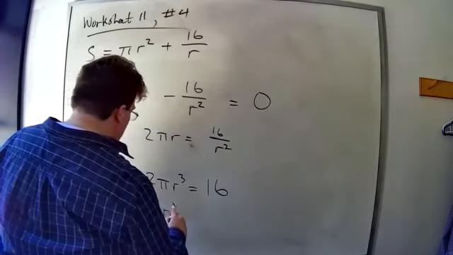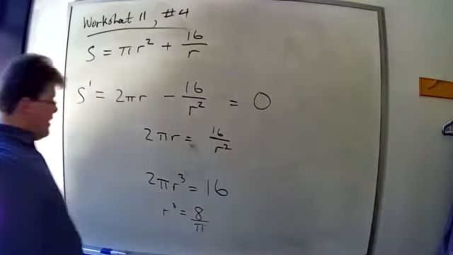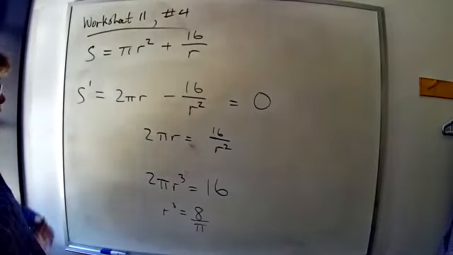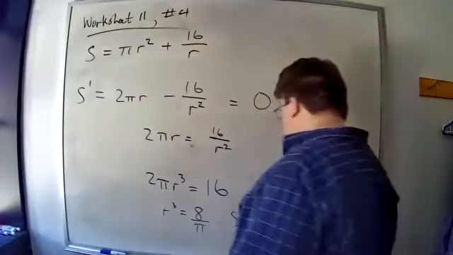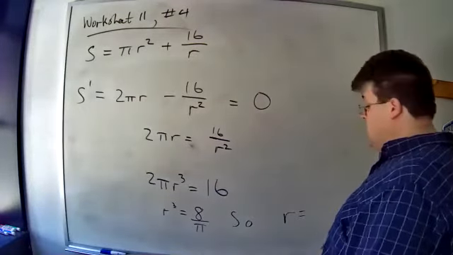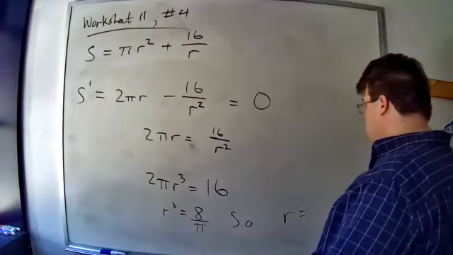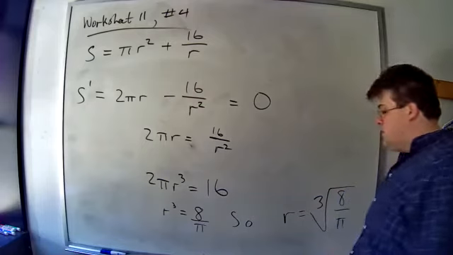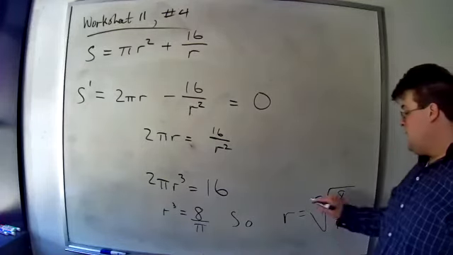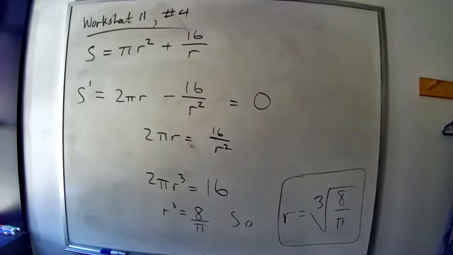Solve this for r, meaning divide by 2 pi. 16 and 2 make an 8. Pi is still in the denominator. So we get r equals the cube root of 8 over pi. And of course, the cube root of 8 is 2, but that's fine. Any questions about finding our potential choice in R?